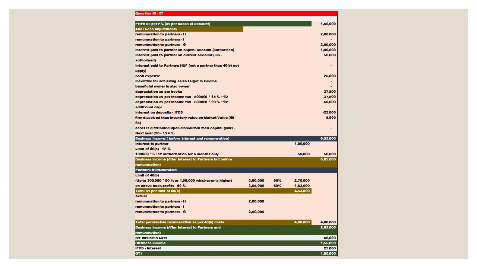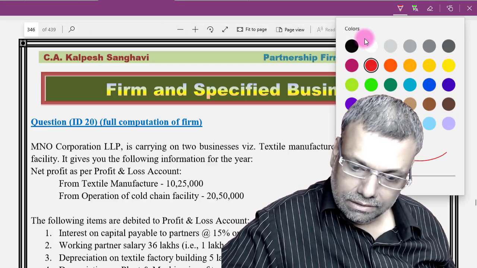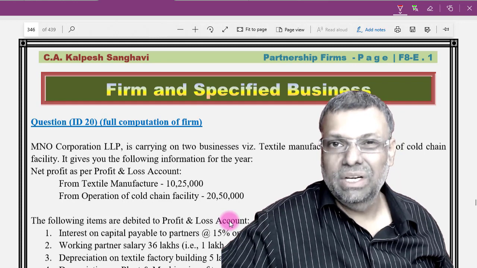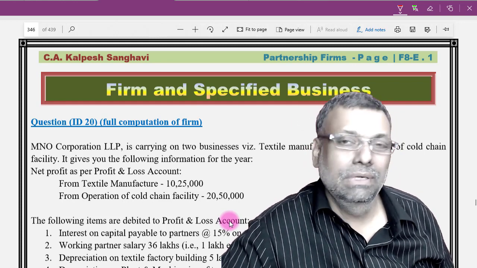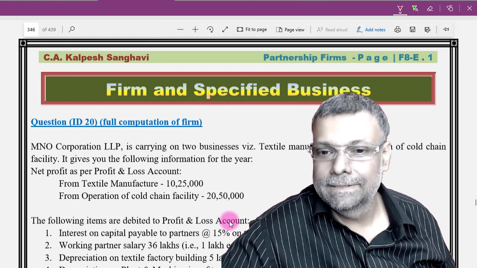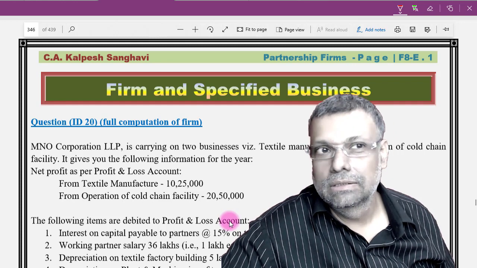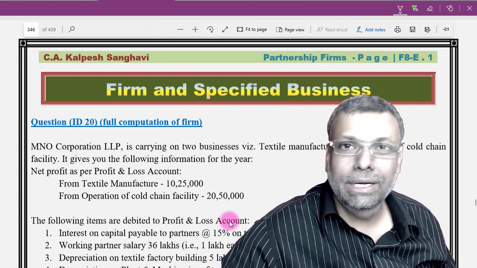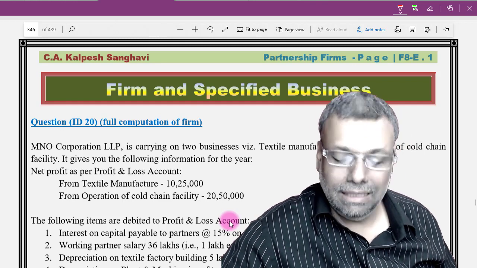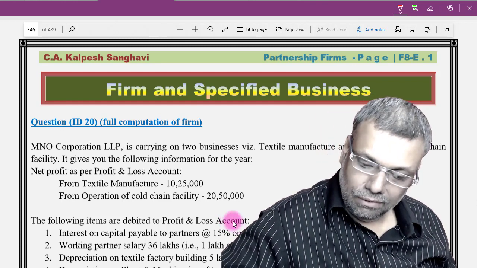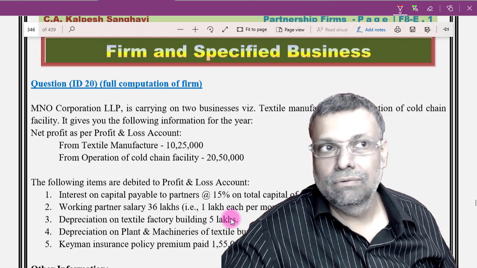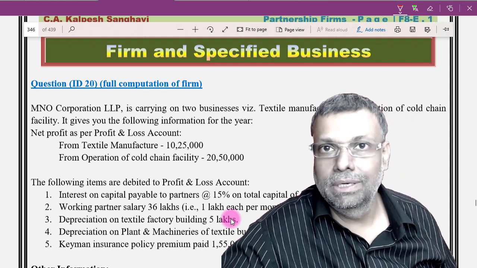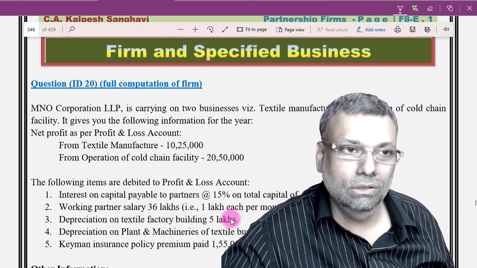Friends, come to this particular question. It is a very typical question and a very good question from the tax law point of view, because we have to make a lot of assumptions. So I'll follow the methodology which is followed by the Institute to solve this particular question, and I'll follow the same methodology.